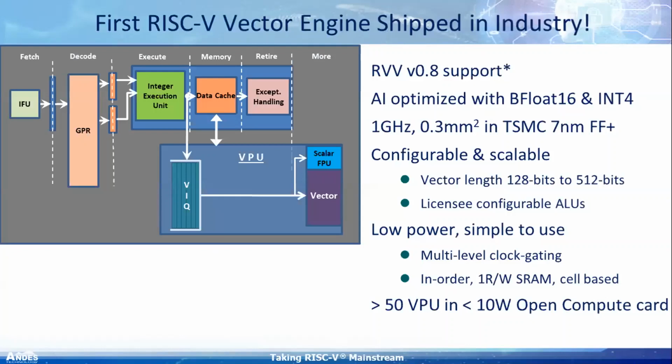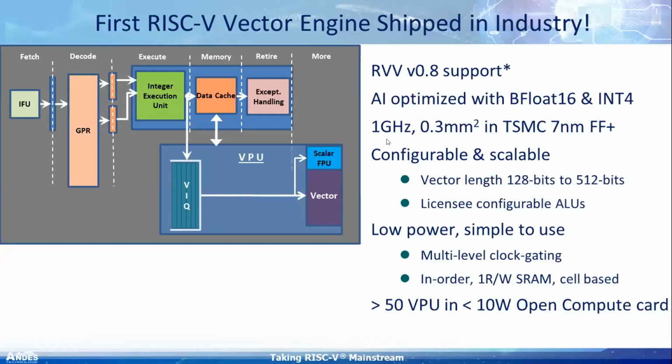Looking at some of the details. First, we think, to our knowledge, this is the first RISC-V vector engine shipped in the industry. We have already been in mass production for a while with the 0.8 version. Right now there's the 0.9 version, so we are updating this. That's not a problem because we will support our customers to update and also help them to maintain the older version if needed. Like I said, it is optimized with vFloat16 and int4 because that's a requirement we have seen in the industry, especially for machine learning.